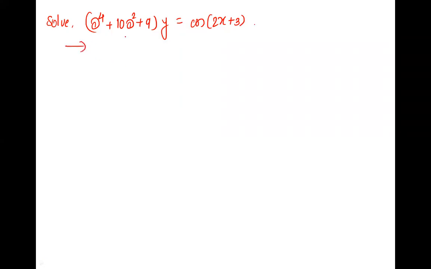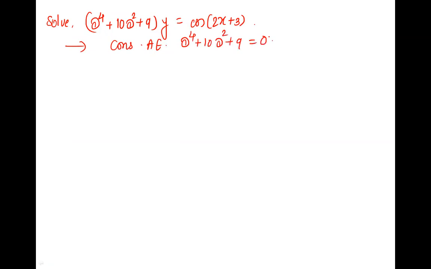At the next question. Solve D raised to 4 plus 10d square plus 9 y is equal to cos 2x plus 3. First thing, roots. So for that, we have to consider the auxiliary equation. D raised to 4 plus 10d square plus 9 equal to 0.